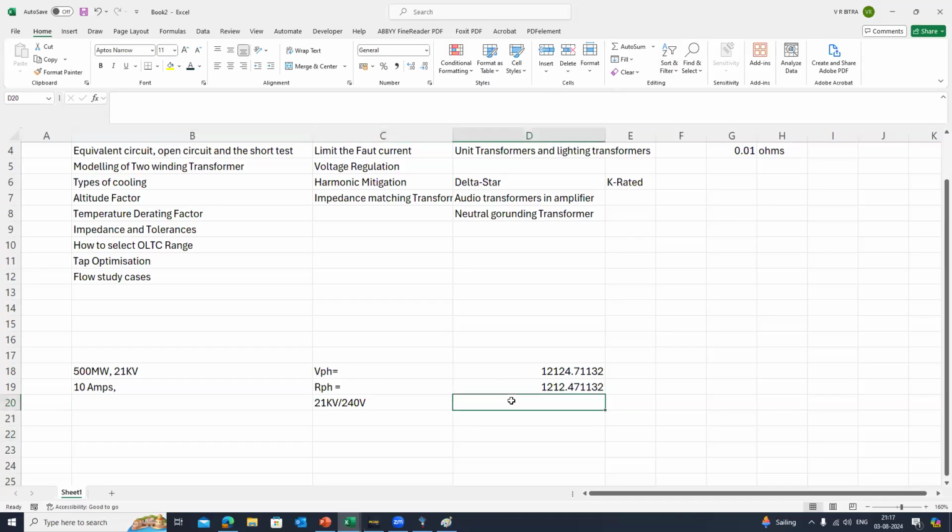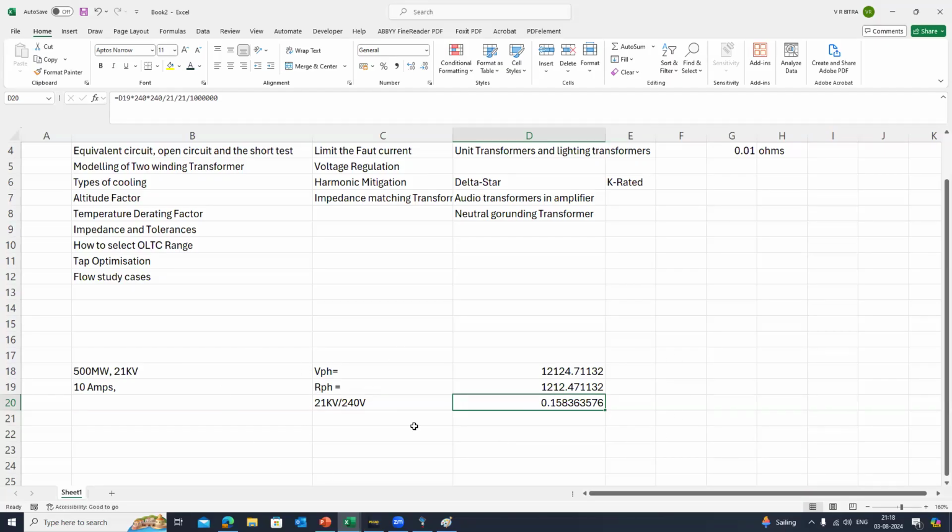What will be the secondary resistance that I need for this? That is equal to this resistance into 240 volt into 240 volt divided by 21 divided by 21, and this divided by 123. So this is the resistance which I need on the secondary side of the transformer. If I use an impedance transformer, I can put a secondary resistance of 0.1583 ohm. With this, I will be able to match this resistance of 1.212 kilo ohm on the primary side, that means on the 21 kV side of the transformer.